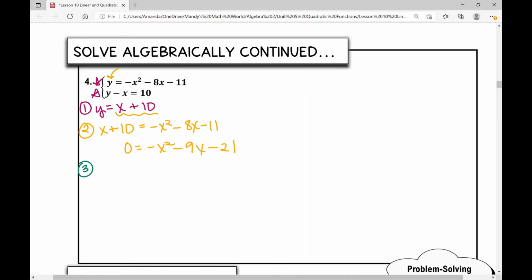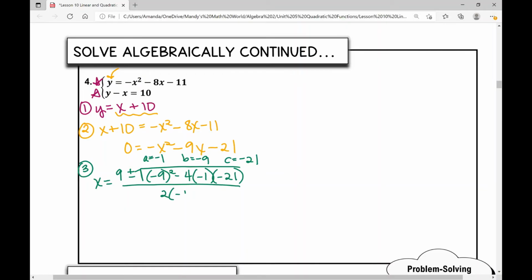So it's already written in standard form. I know a is negative 1, b is negative 9, and c is negative 21. So I'm going to plug this into my quadratic formula. x equals the opposite of b plus or minus the square root of b squared minus 4ac, all over 2a. Okay, so now I've replaced all the variables with their respective values, and I'm going to simplify that discriminant first.